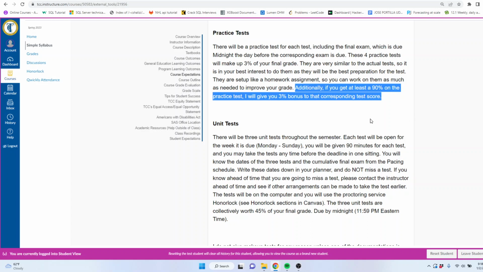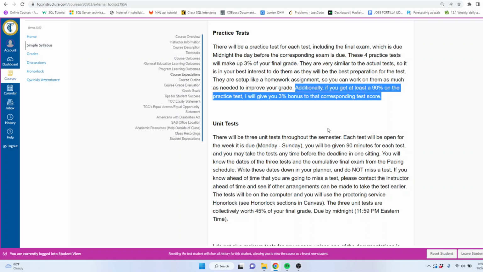But if you get at least a 90% on the practice test, I will give you a 3% bonus to that corresponding test grade. That might not sound like a lot on the face of it, but what will end up happening is at the end of the semester, if you have at least a 90% on every practice test, that'll boost your final overall grade by around 2%.